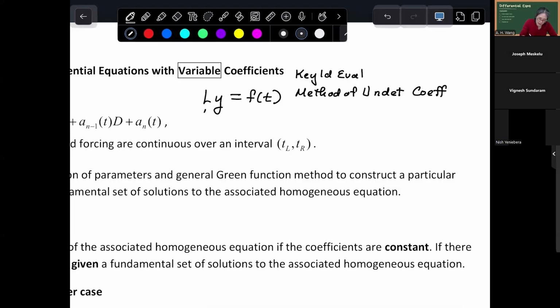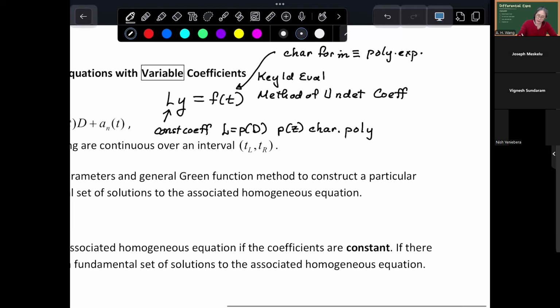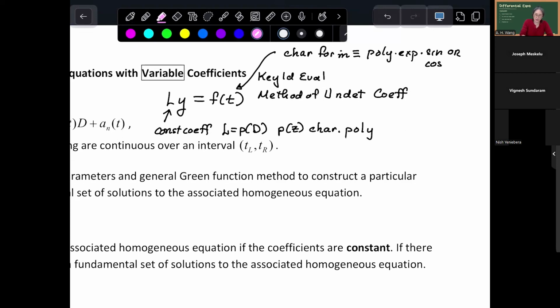Okay. Now the key here is this has to be constant coefficient, and that the L is a P of D, where the P of z is your characteristic polynomial. But the f of t needs to be in characteristic form. And what that means is it needs to be polynomial times exponential times sine or cosine. Okay, so then that's when you can use this.